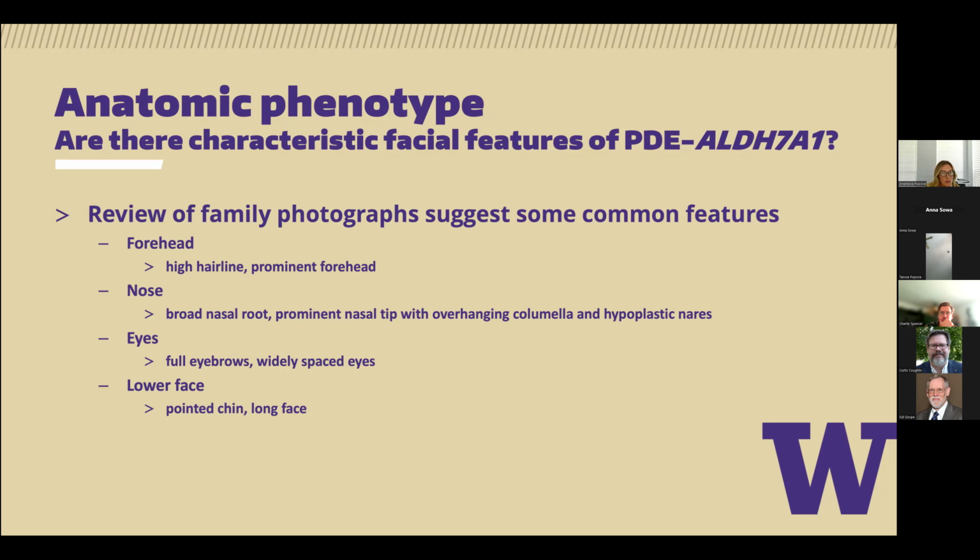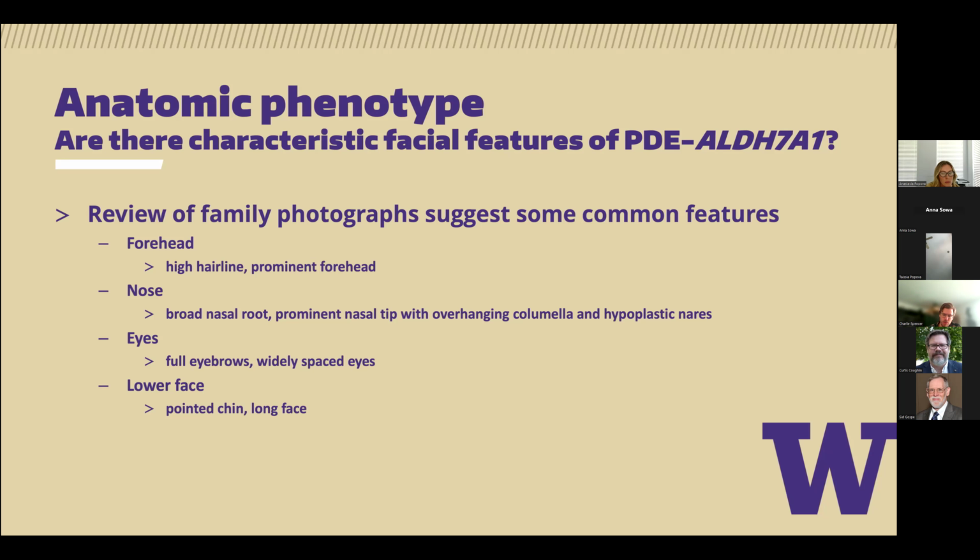They may have some subtle changes in the shape of their nose, where the top of the nose may be somewhat broad, the tip of the nose may be prominent, the nostrils may be a little bit small, and the tissue that separates the two nostrils, known as the columella, may actually be somewhat prominent. As far as their eyes are concerned, their eyebrows may be somewhat full. Their eyes are sometimes widely spaced. And then lastly, their face tends to be somewhat long, and their chin may be a little bit pointed.